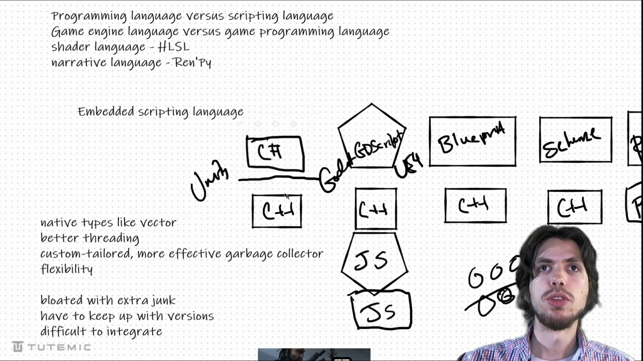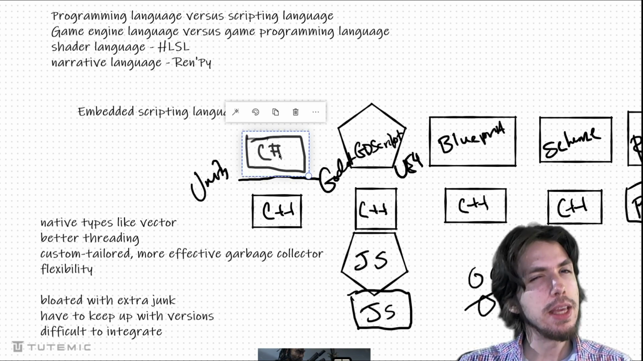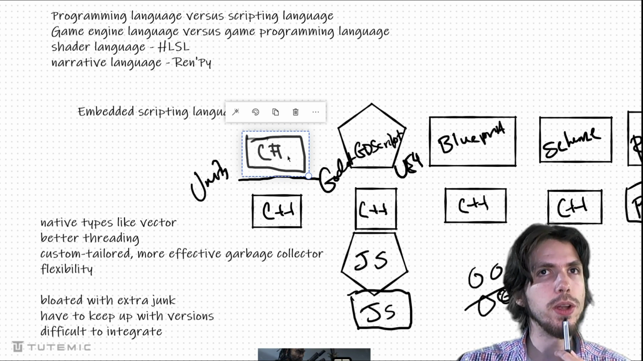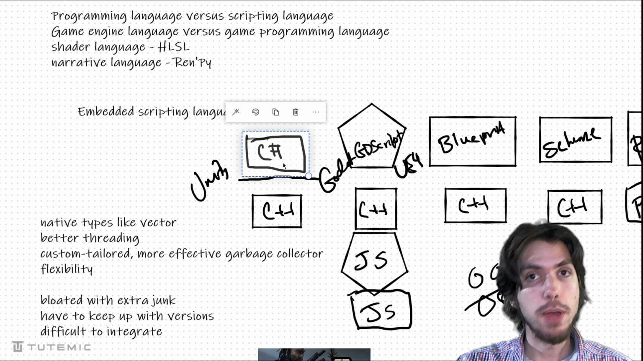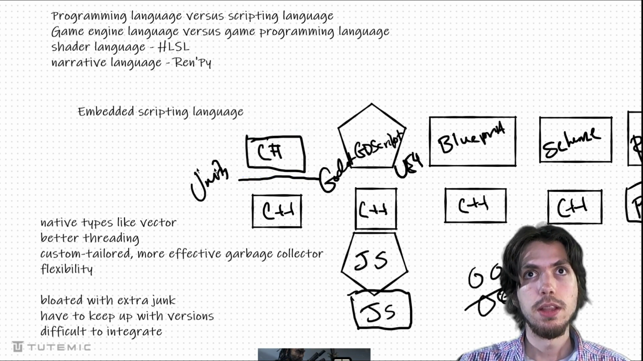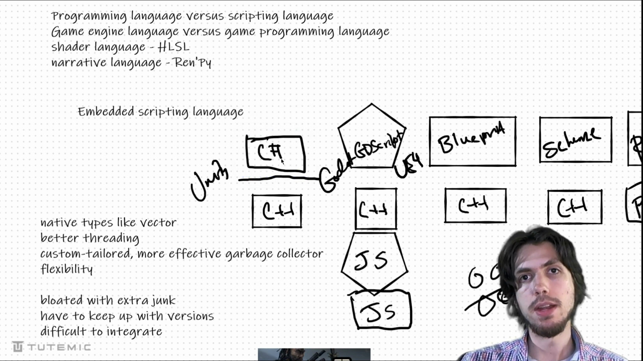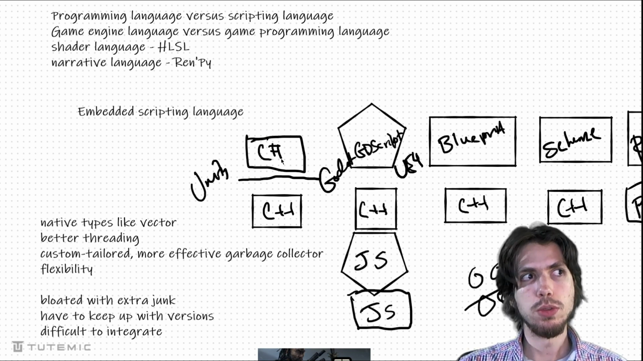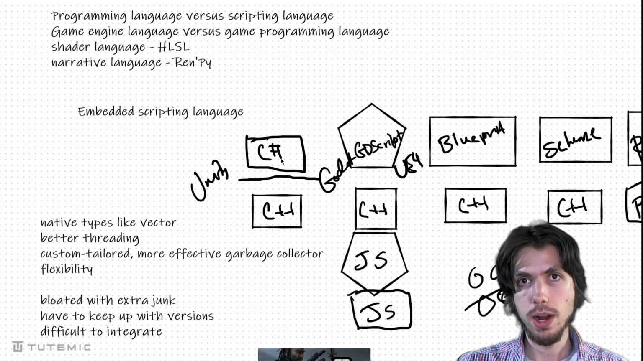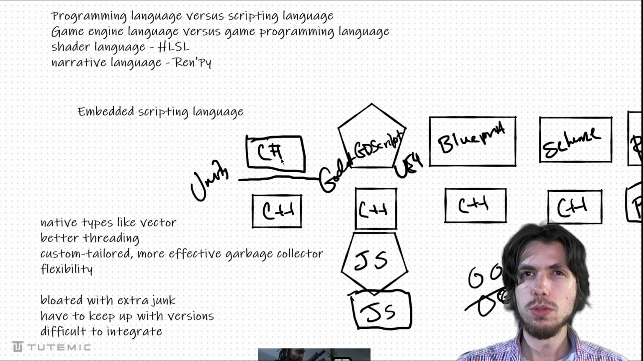Okay, so then why C#? That seems kind of weird, and it is kind of weird actually. Unity is a little bit weird that they went with C#, which is not an embedded scripting language, right? This is not a language that's embedded into the game engine. It's a language that is ubiquitous, that's used for any number of different programming fields. So why the heck are we using C#, right?